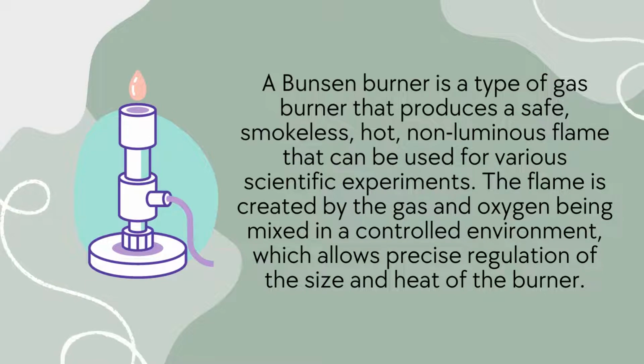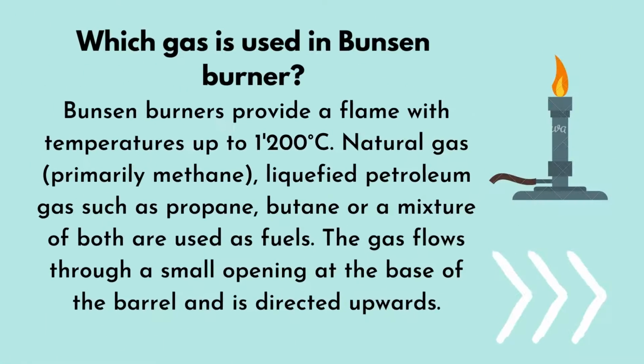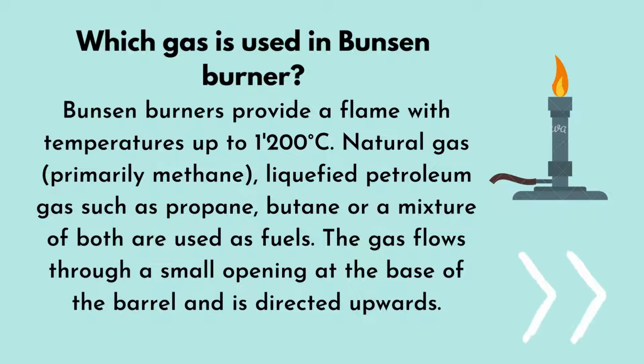The flame is created by the gas and oxygen being mixed in a controlled environment, which allows precise regulation of the size and heat of the burner. Do you know which gas is used in a Bunsen burner? Bunsen burners provide a flame with temperatures up to 1,200 degrees Celsius. Natural gas, primarily methane, liquefied petroleum gas such as propane, butane, or a mixture of both are used as fuels. The gas flows through a small opening at the base of the barrel and is directed upwards.